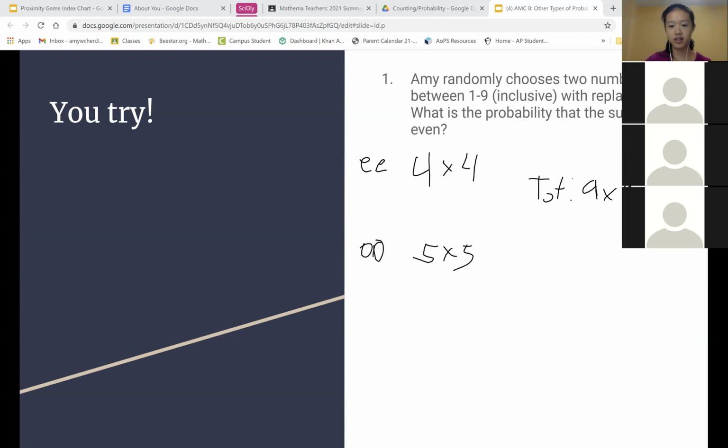Okay. Yeah. So I know Wes got the right answer. You do 4 times 4, which is 16, and then 5 times 5, which is 25. And the total was 81. So it's 16 plus 25 divided by 81, which is 41 over 81. That is the probability that I will choose 2 numbers whose sum is even. Okay, are there questions about this problem?